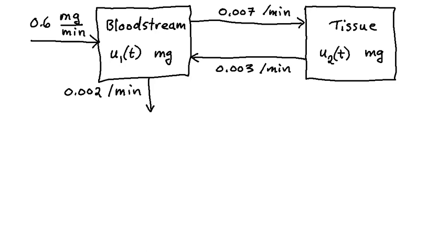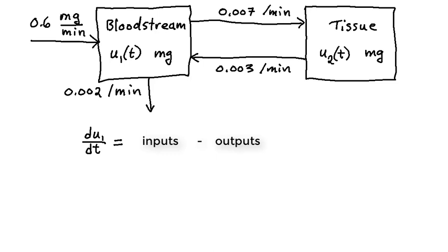We'll look at the bloodstream and tissue as separate but coupled systems. We'll then apply our experience with conservation laws to each system in turn to get a single differential equation for each. Let's first look at the bloodstream and think about du1 by dt. Since the drug is neither created nor destroyed spontaneously in the bloodstream itself, our experience with conservation laws says that du1 by dt will just be the inputs to the blood minus the outputs from the blood.